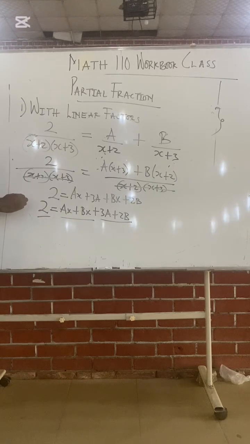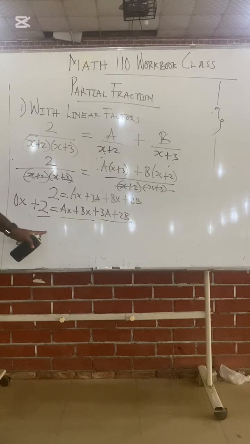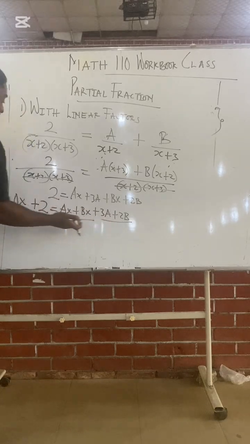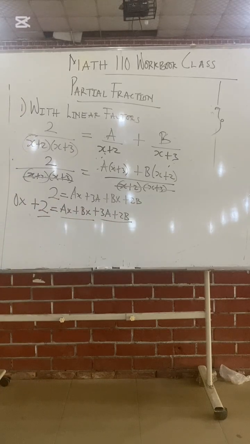Class, we introduce 0x. We introduce what? 0 times x is 0. 0 plus 2 is 2. It doesn't change the equation. But class, what are we going to do? By introducing 0x here, it allows us to equate everybody that has x here to everybody that has x here, and those that don't have x here to those that don't have x here, thereby forming a simultaneous equation.